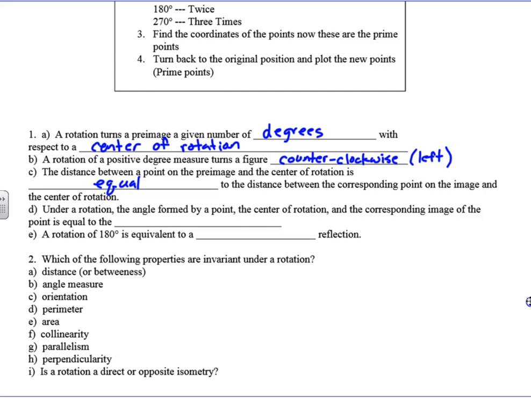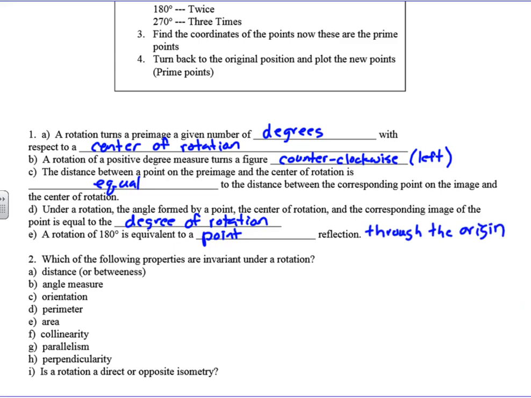Under a rotation, the angle formed by a point, the center of rotation, and the corresponding image of the point is equal to the degree of rotation. So how we turn it creates an angle. A rotation of 180 degrees is equivalent to a point reflection. I don't like how this is worded, through the origin. Just add this on the end of it.